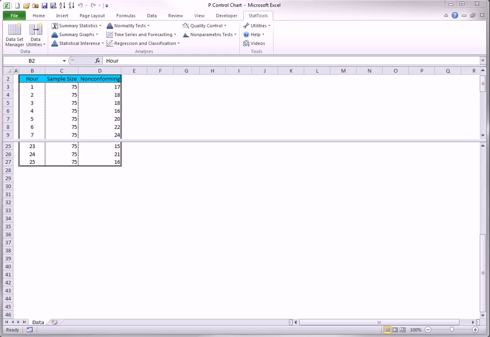Besides the common X-bar and R-chart combination, StatTools provides P-charts, C-charts, and U-charts. P-charts are for checking the proportion of non-conforming or defective parts over time, such as each hour. In the example shown here, 75 items are examined each hour, and the numbers non-conforming are listed.